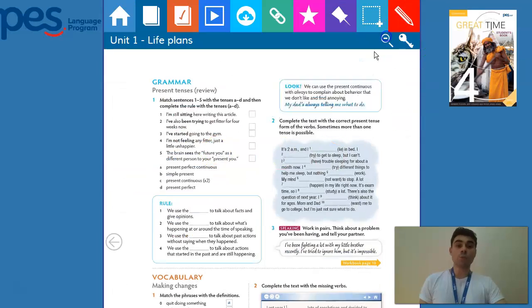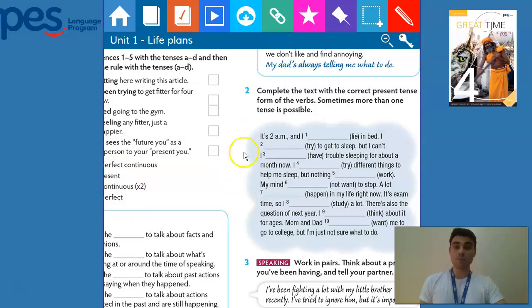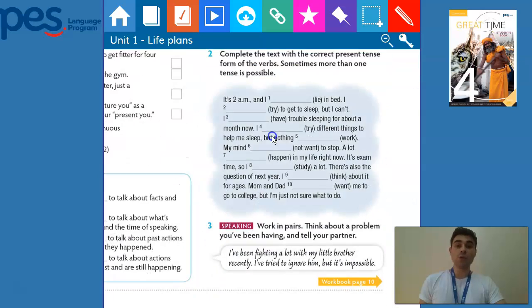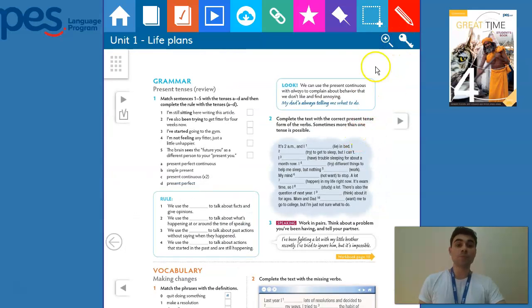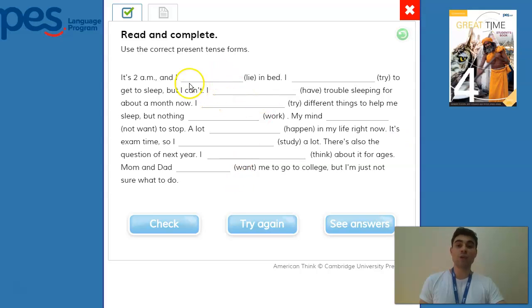Now, to put all this information into practice, we are going to solve exercise number 2. Okay, so here we have to complete the text with the correct present tense form of the verbs, and sometimes more than one tense is possible. So we have a text here. Let me open the one to complete. Then we can do this together.